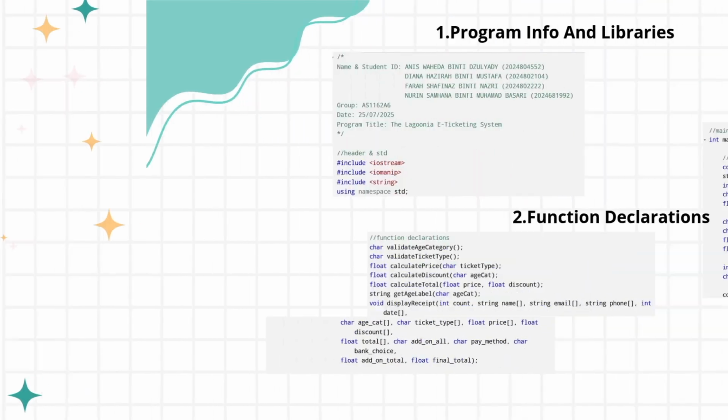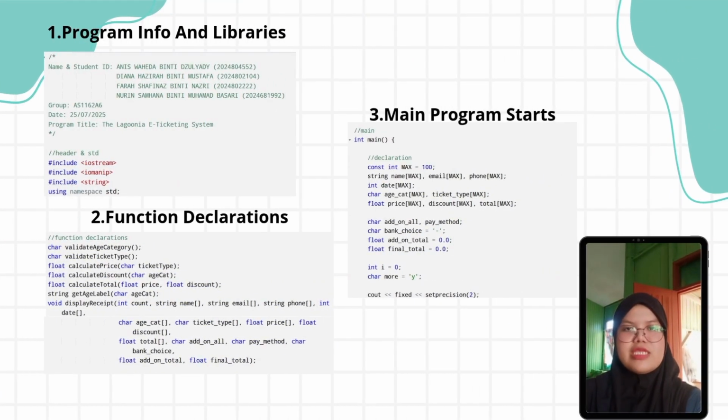So we will move into the source code of the ticketing system. For part 1, program info and libraries. We begin by including 3 libraries such as iostream for input or output, iomanip for formatting numbers like certain decimals, and string to handle text data like names, emails, and phone numbers.